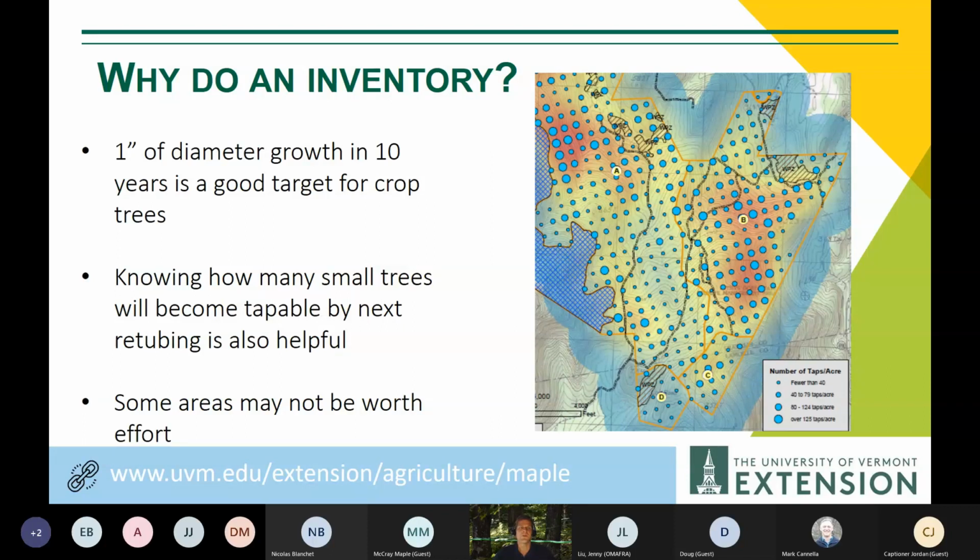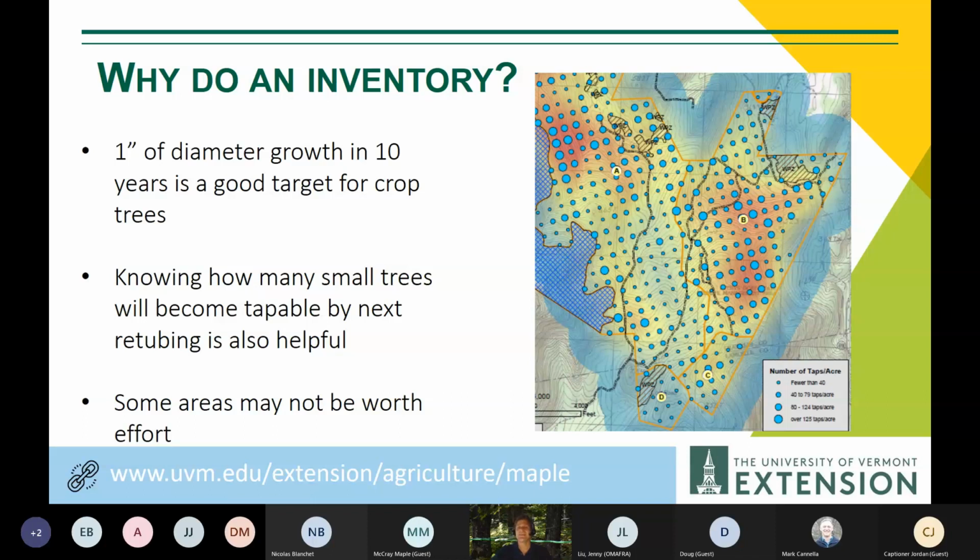And it's also important to know how many small trees that are too small to be tapped are sort of in the pipeline. How many are going to be available to tap in maybe the next round of retubing. So if you replace your laterals on a 15-year interval and you have some trees that are in that small 7-inch, 8-inch size class, if you know that they're coming, it might be a good tool for deciding when you're going to retube an area.